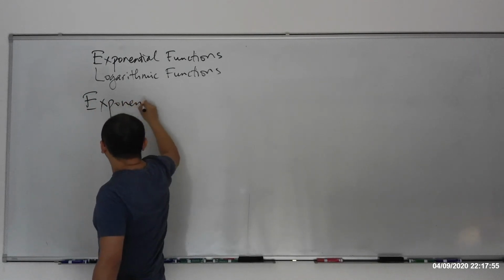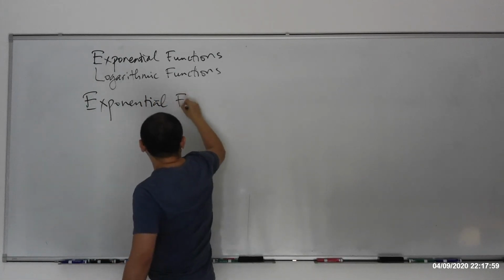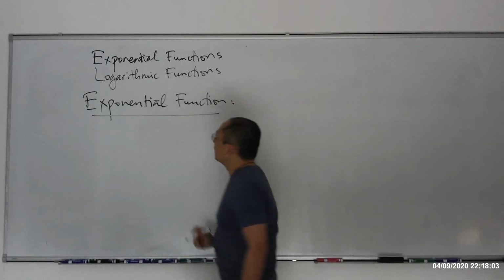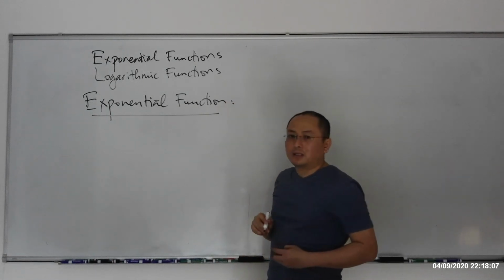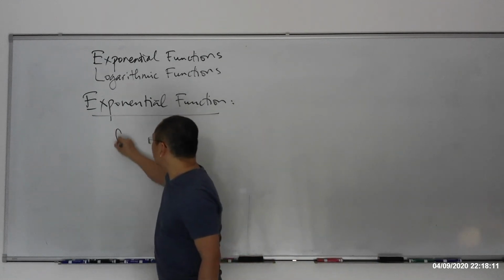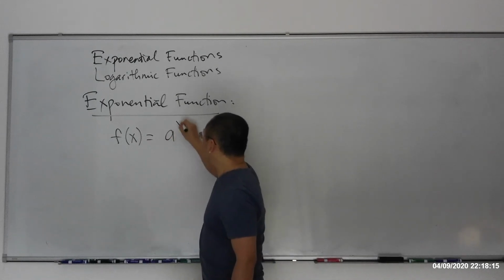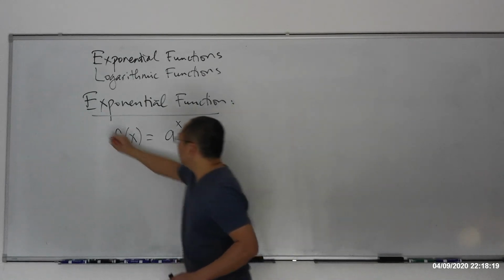Exponential function. The exponential function is a function where the variable x is on the exponent. Okay? So in general, people define it this way: f of x equals a to the x. All right? Pretty much that's the definition. Let's box that.